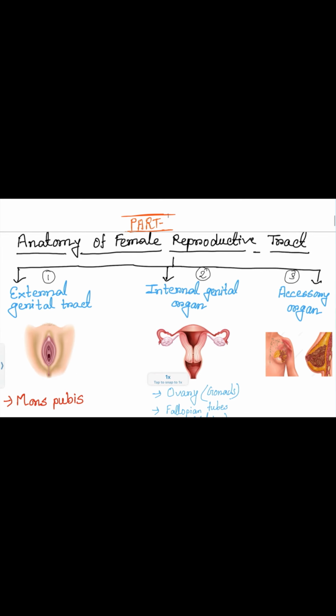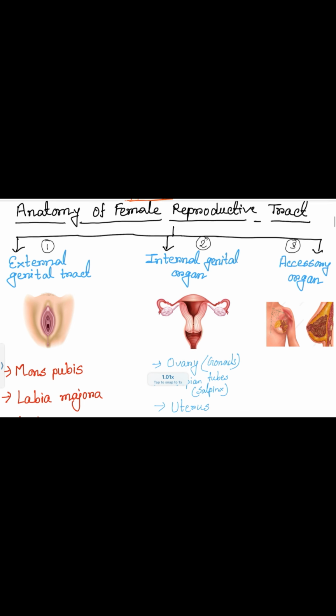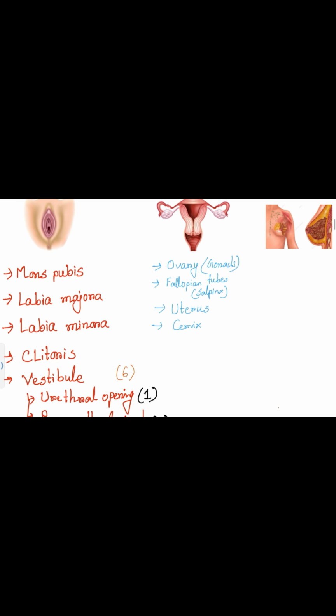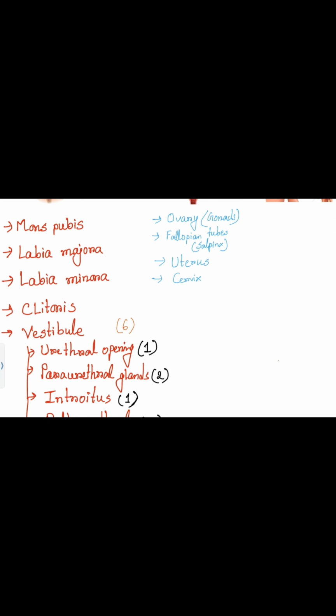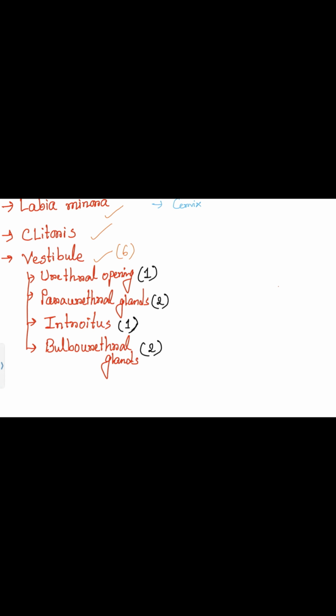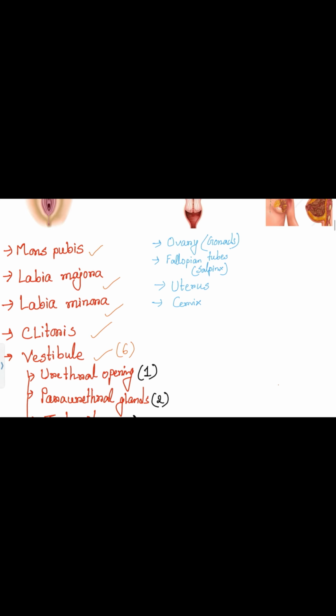In part 1 of our anatomy of female reproductive system, we categorized the whole female reproductive system into 3 parts: external genital tract or organ, internal genital tract or organ, and the accessory organ, that is the breast. We also discussed in detail the external genital organs: mons pubis, labia majora, labia minora, clitoris, vestibule, and the 6 openings of the vestibule like urethral opening, paraurethral glands, introitus, and bulbourethral gland.